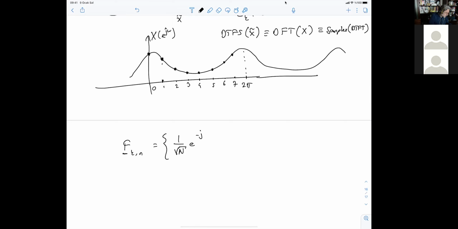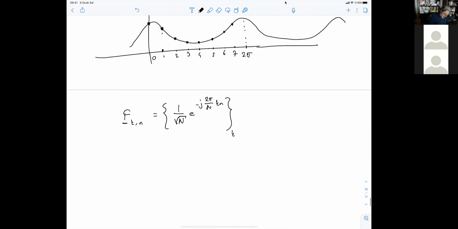e to the minus j 2 pi over capital N times k times n. So these are the values of each matrix entry at the position of k and n. Of course, both k and n are between 0 and capital N minus 1. So this is the matrix. You form the matrix with these values. You render them.